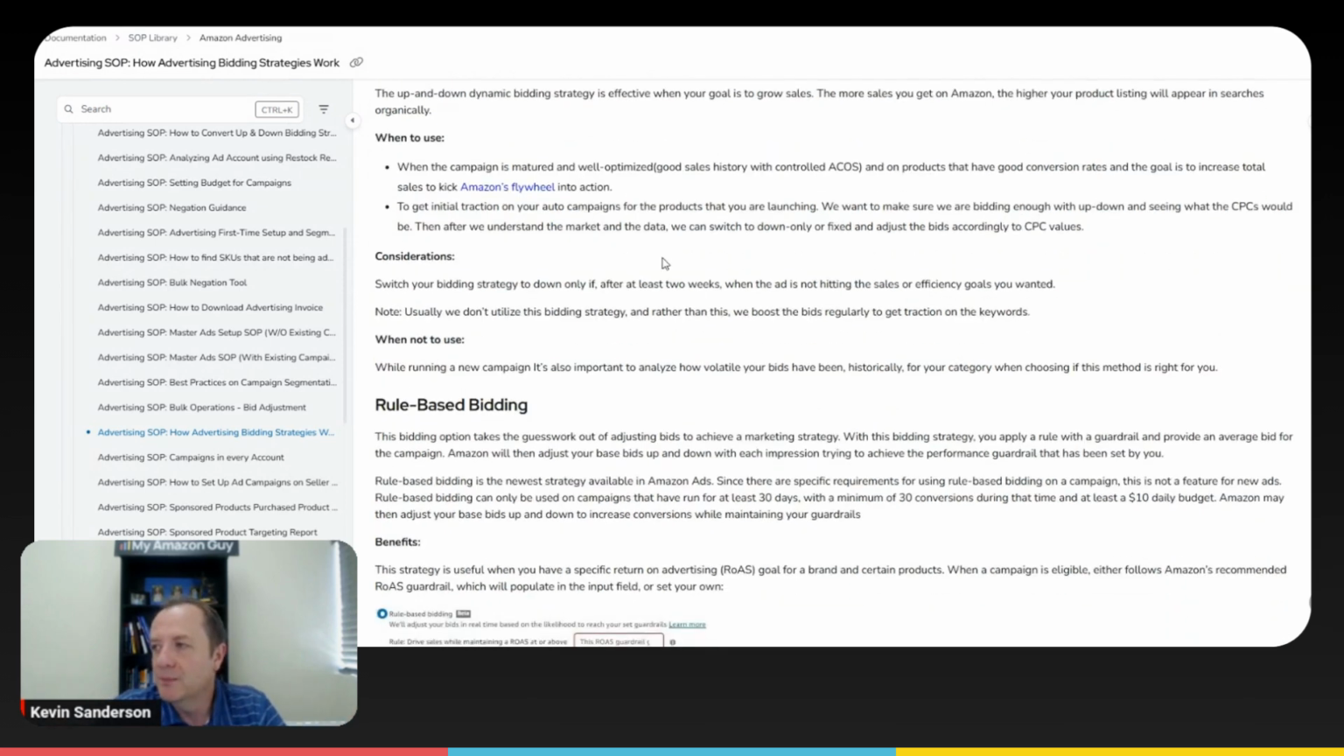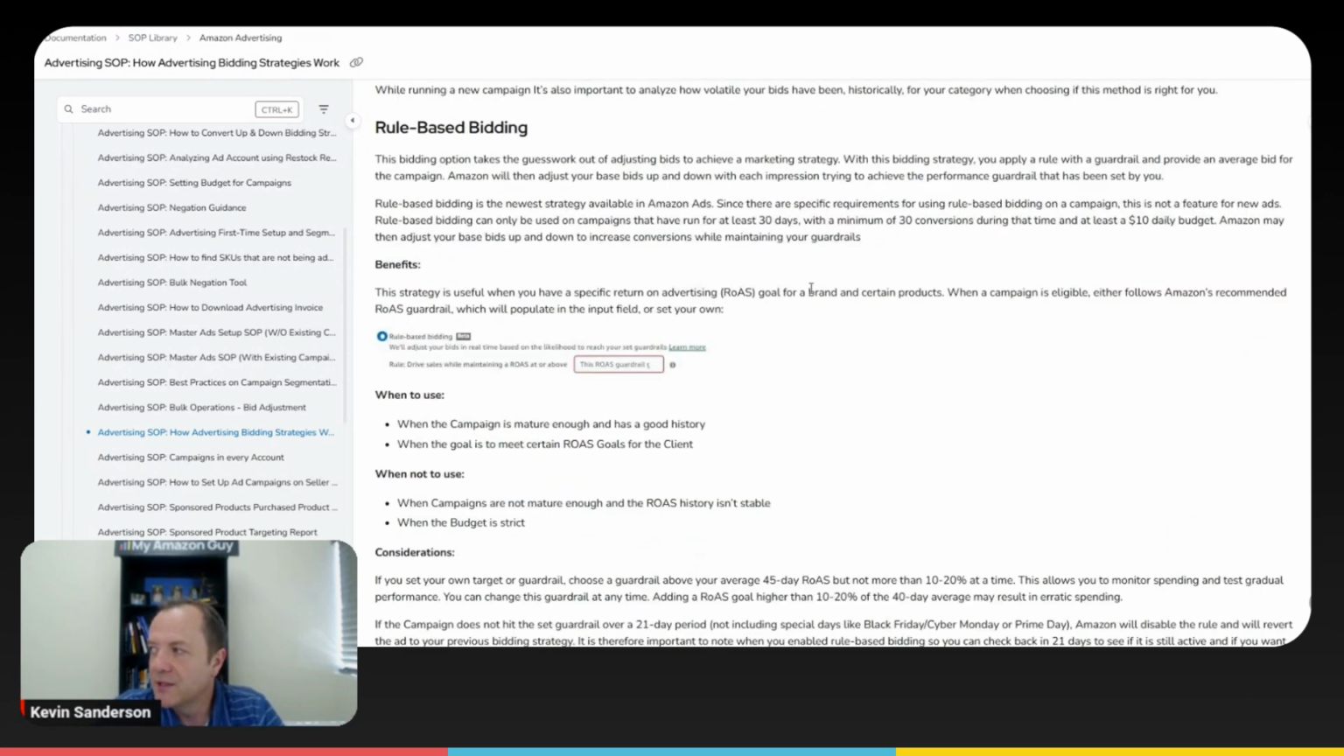Then there's rule-based bidding. Now this one has a few more caveats. You must have at least 30 conversions in a 30-day span of time. And instead of bidding an amount per click, you're bidding an amount you want as your ROAS. And you're like, well, what's my ROAS? Most sellers tend to focus on their ACoS, their advertising cost of sales.